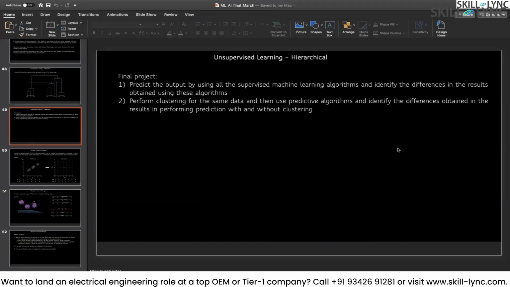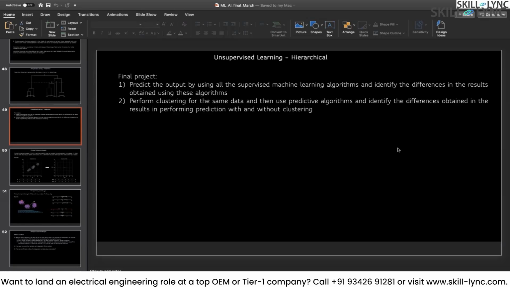So to continue with the session, as I told, we had this final project: predict the output by using all supervised machine learning algorithms and identify the differences in the results obtained using these algorithms. As I already told, you can use a user-defined function and predict using all the different supervised machine learning algorithms for classification. Once you get the data, you will come to know, and then you have to implement all these machine learning algorithms. Then you have to see which algorithm is performing better, and that would be great if you can identify the reason behind that.